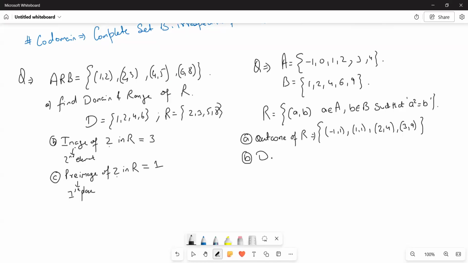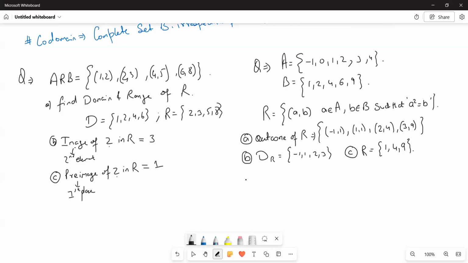Now in that case, what would be the domain of the relation? -1, 1, 2, 3. Perfect. Okay, what would be the range of R? 1, 1, 1, 4, 9. अरे, 1, 1, 4, 9 क्यों होगा? It's a set. You cannot have identical elements. 1, 4, 9. That is it. So no matter how many times 1 comes in the outcome, range में एक ही बार आएगा. Clear?